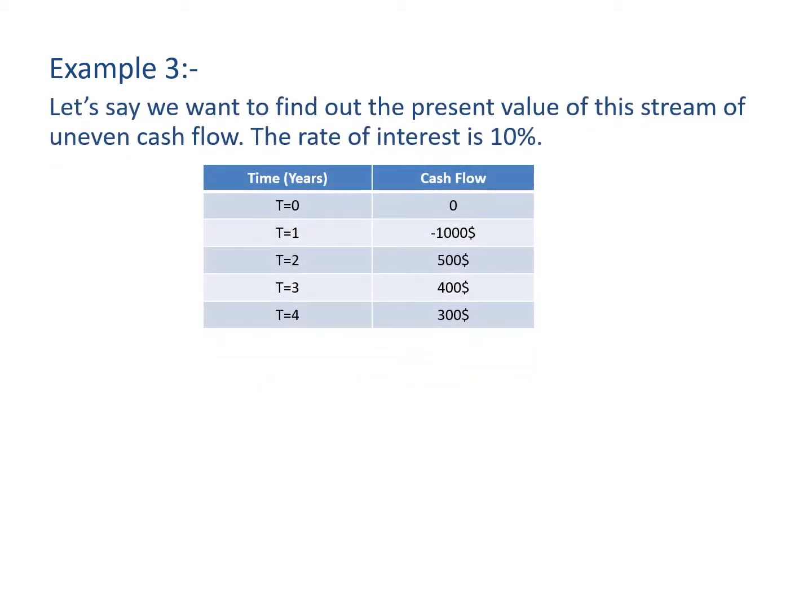Example 3. Let's say we want to find out the present value of this stream of uneven cash flow. The rate of interest is 10%.